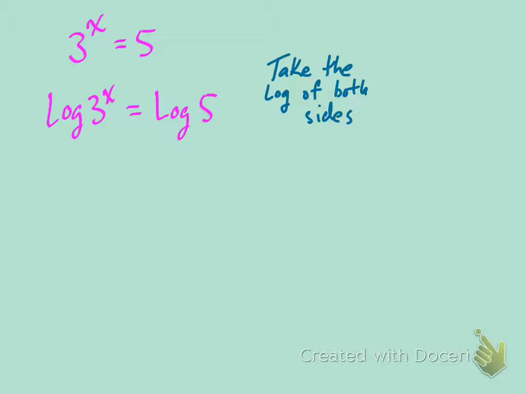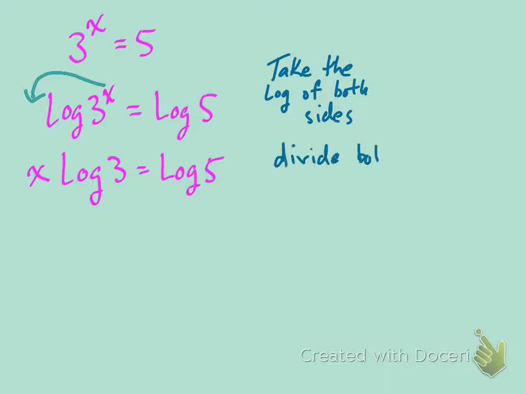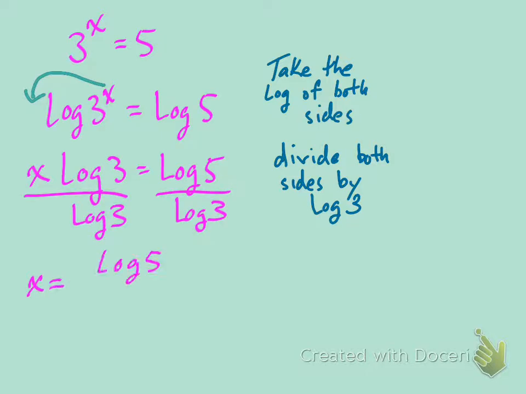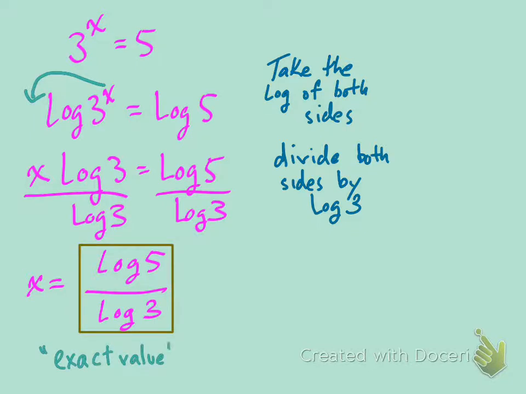I'm taking the log of both sides now, and now I can use one of those log properties that we had, the wraparound rule or the power rule, to write that as x times log of 3 equals log of 5. Okay, so I've got x times a number equals another number. Well, all I've got to do now is divide both sides by log of 3, and I get x all by itself. It equals log of 5 divided by log of 3. Now, log of 5 over log of 3, that's what we would call the exact value for the solution to this equation.